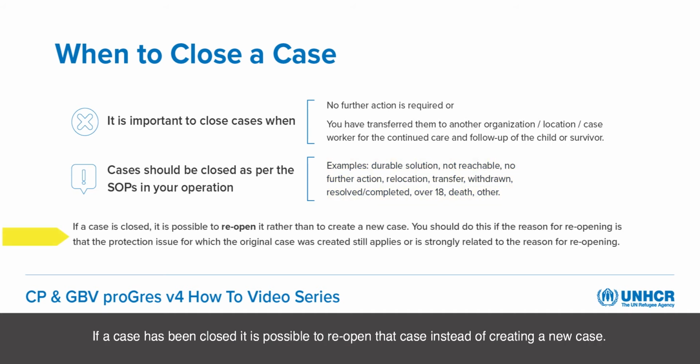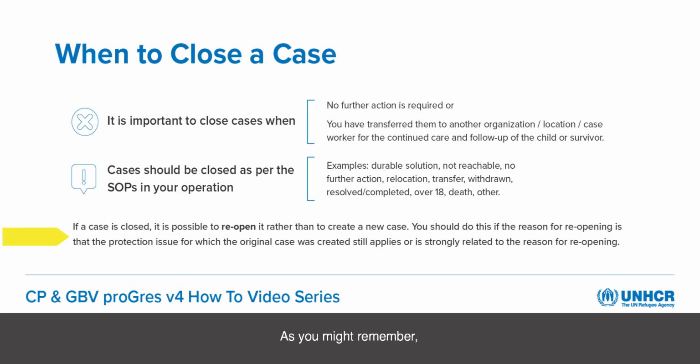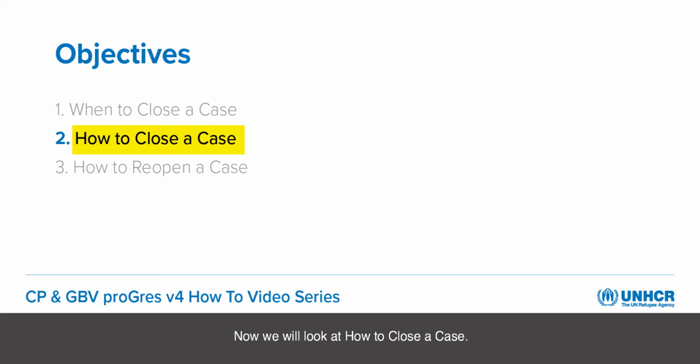If a case has been closed, it is possible to reopen that case instead of creating a new case. As you might remember, an individual is only allowed one open GBV or child protection case. So if you have closed a case, you can go ahead and reopen it rather than creating a new case. You want to do this if the protection issue for which the original case was opened still applies or is strongly related to the reason for reopening. Now we will look at how to close a case.